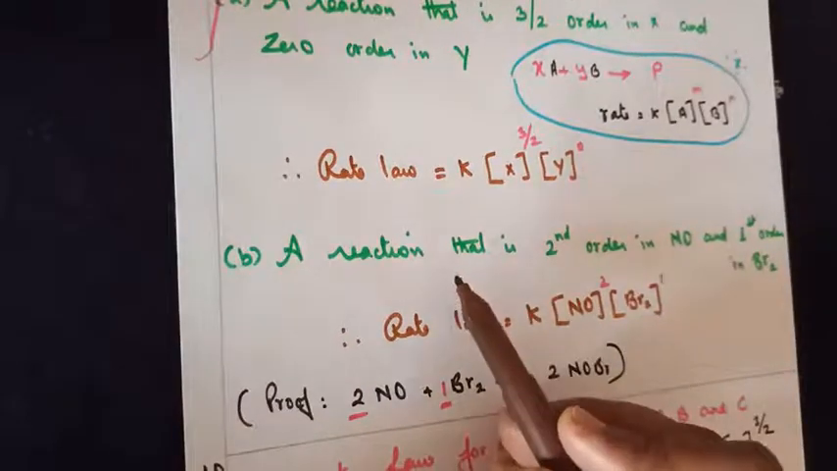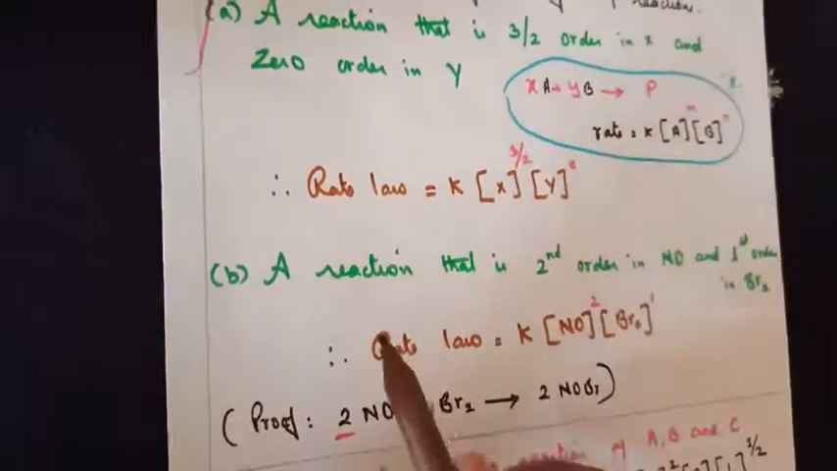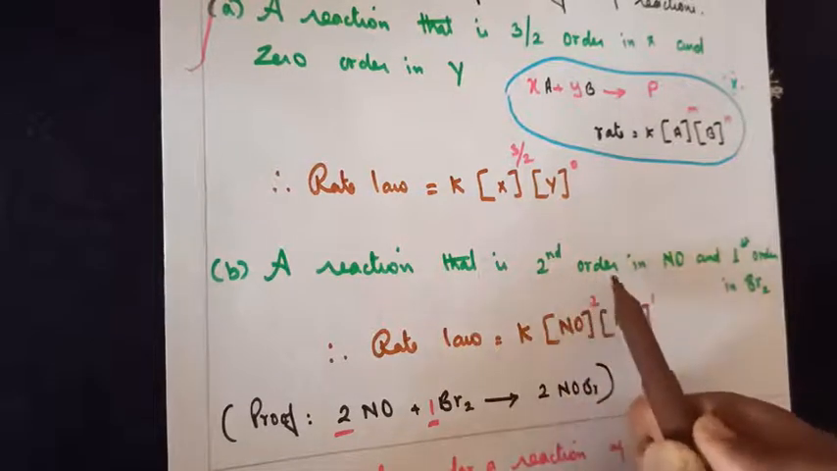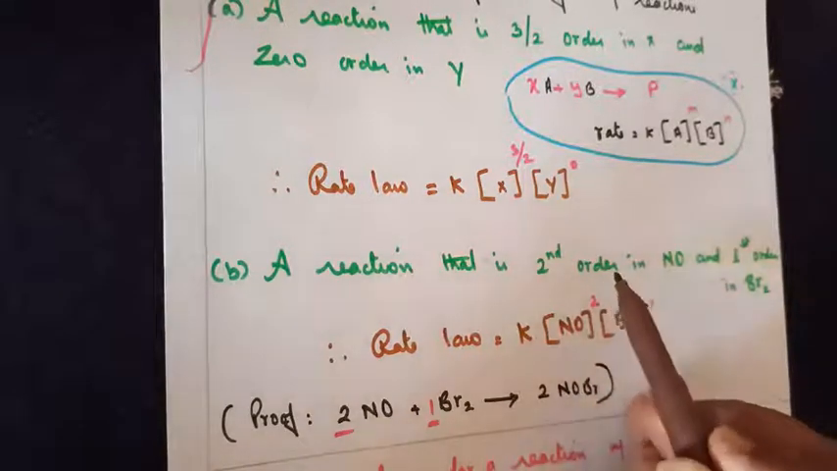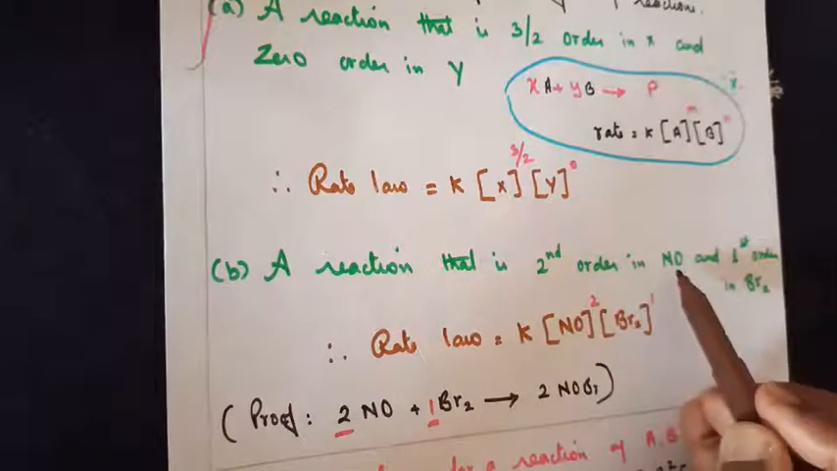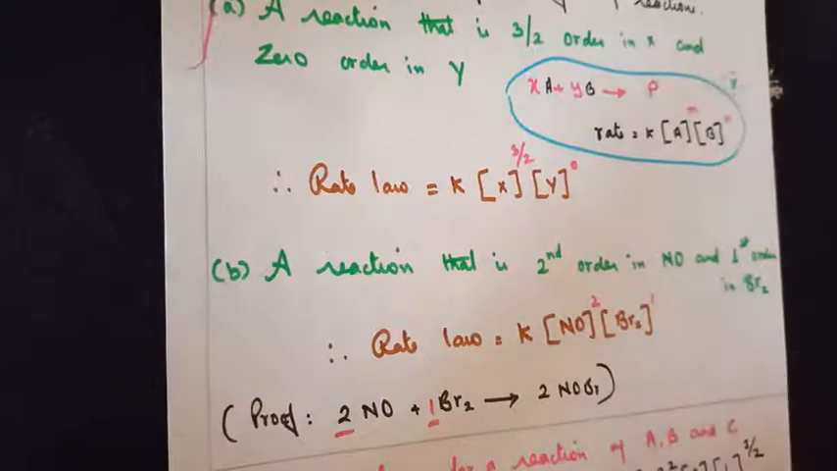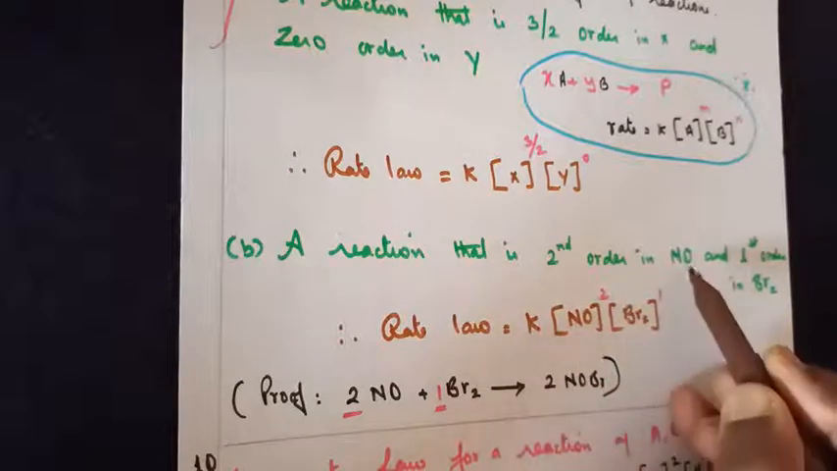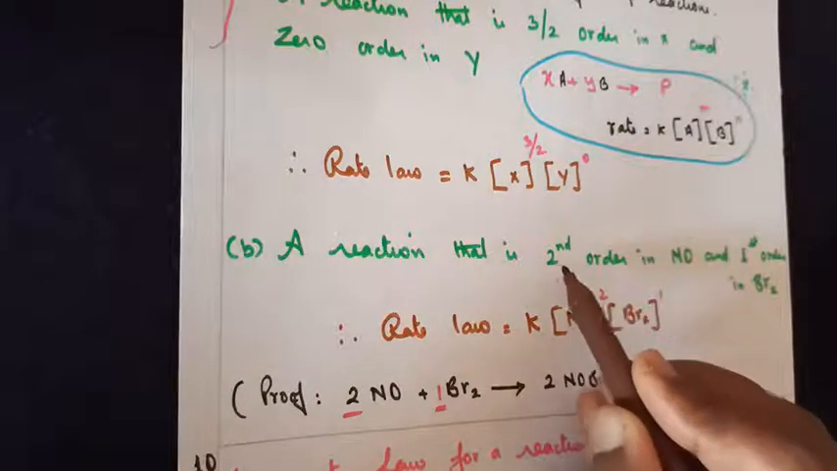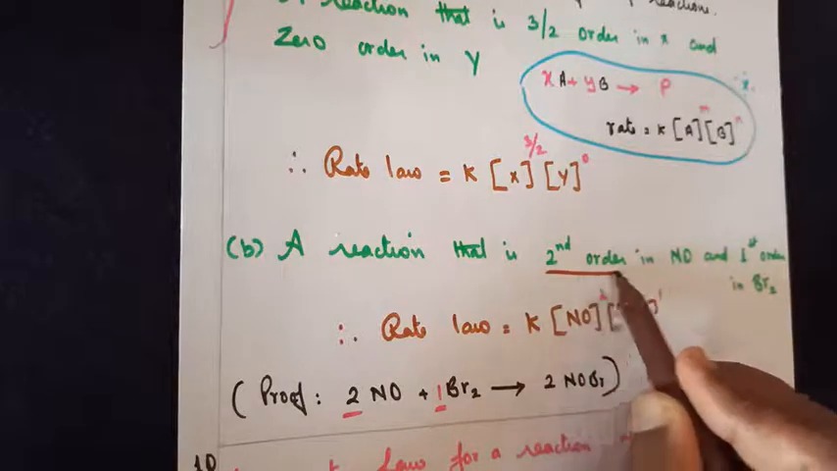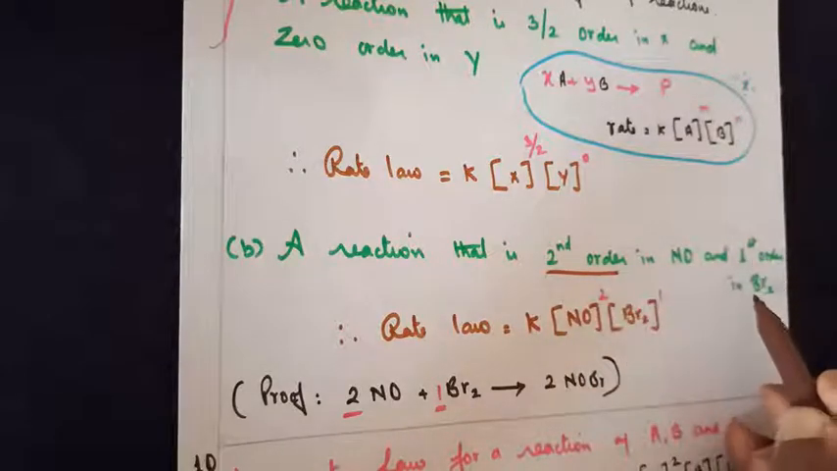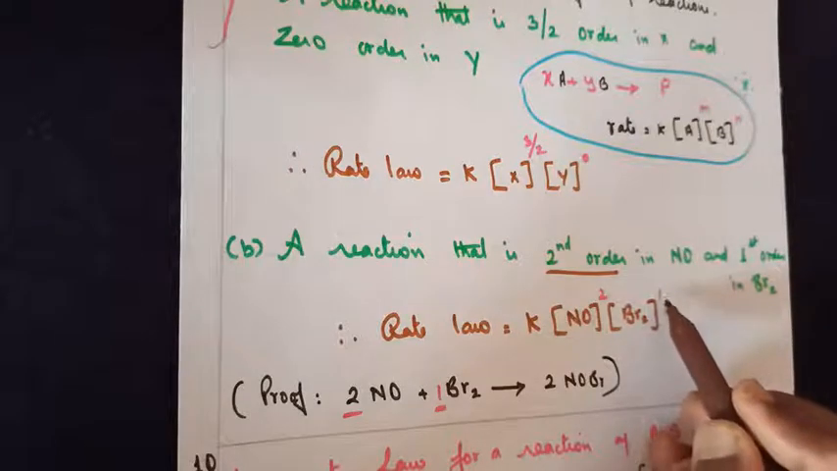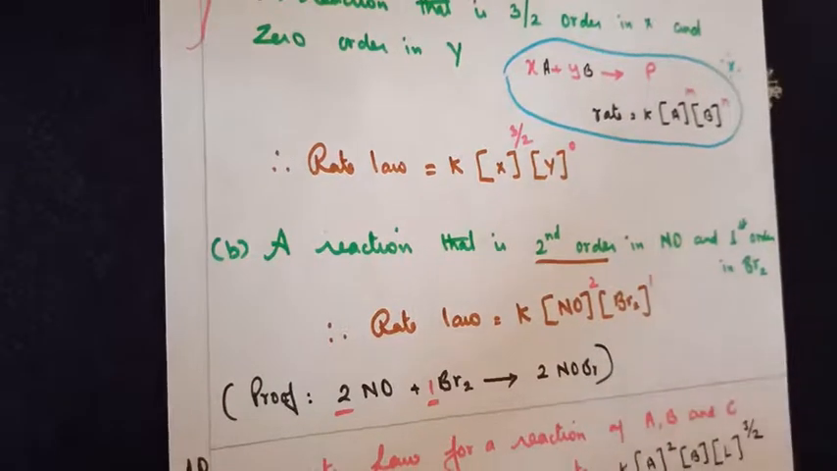Moving back to one more question under the same title: a reaction that is second order. When they give you the order, they have already given you the power term of NO, second order, and first order in Br2. Therefore, the rate law is equal to K into NO to the power 2, because they themselves have given you the order, and first order in the case of Br2. So Br2 to the power 1. Even if you do not write 1, we understand that the 1 exists.